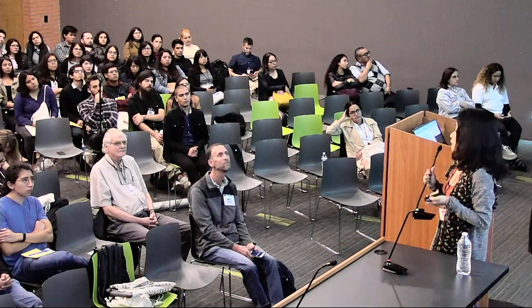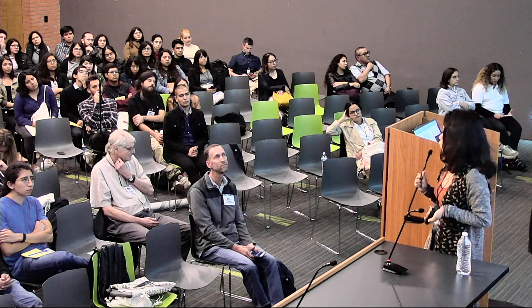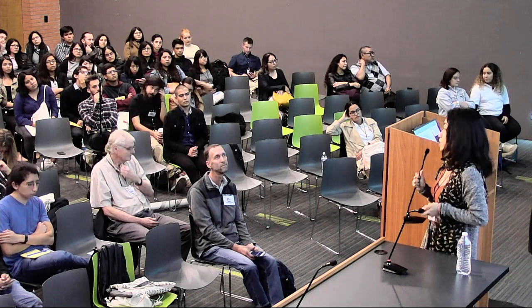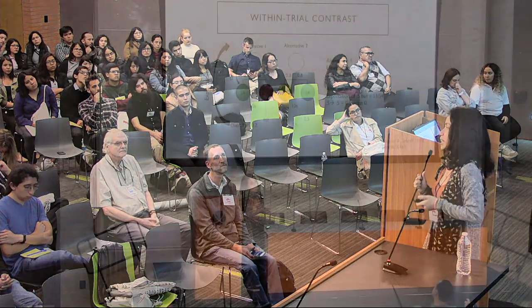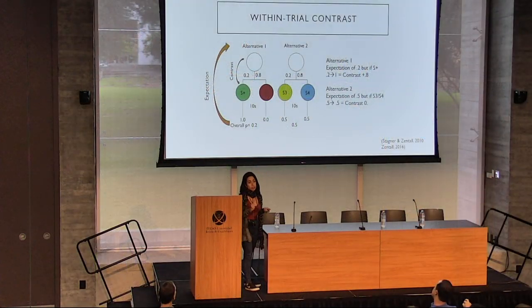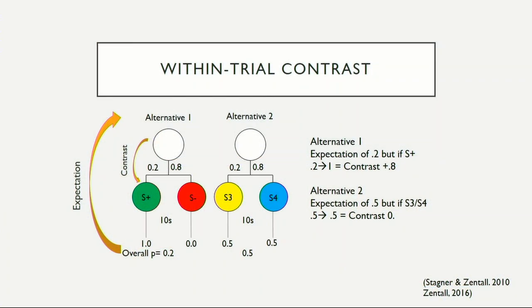So the contrast in this alternative is a positive contrast of 0.8, because as you see, I have an expectation of 0.2 and when I see this one, it jumps to 1. So that is good news, if you want. The model is also gonna say that even though the other key, the one that is never reinforced, I'm gonna see 4 times more than the green one, it doesn't have such a strong influence, maybe because the contrast is not as big. But to simplify the message, we're just gonna say that it doesn't have a big impact on the preference. In the other case, when the animal is choosing this alternative, my expectation is 0.5, but when I see S3 or S4, the expectation doesn't change because I also have a probability of 0.5, so a contrast of 0.